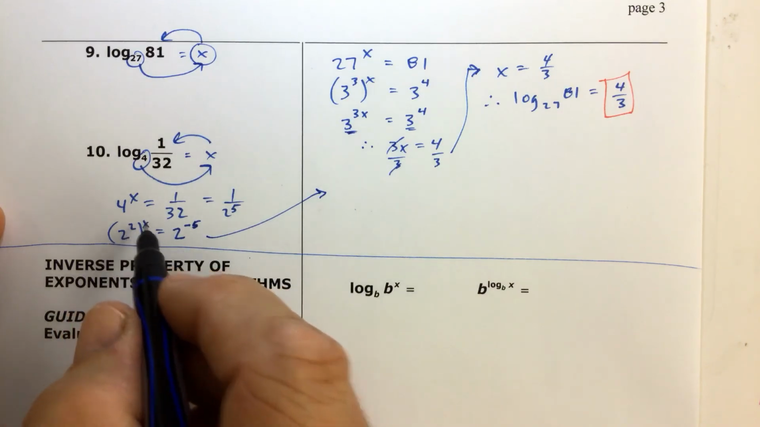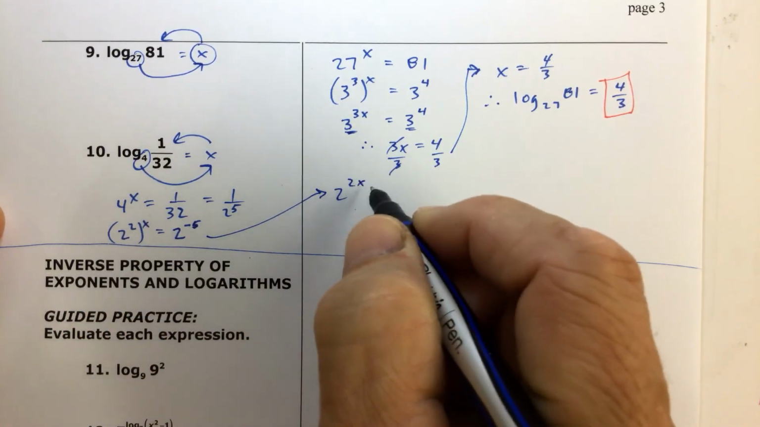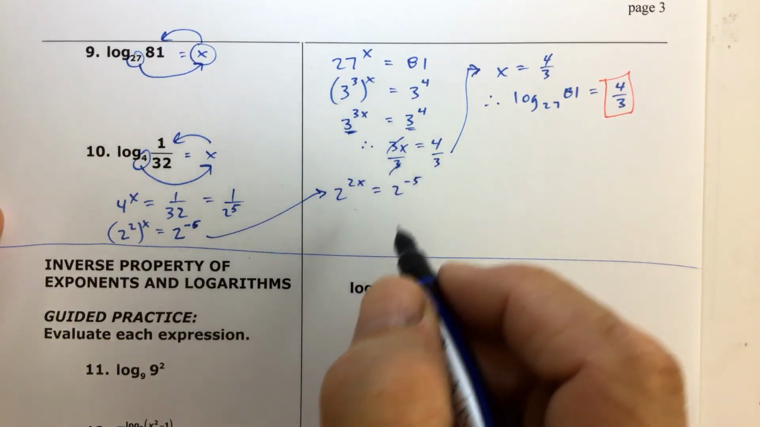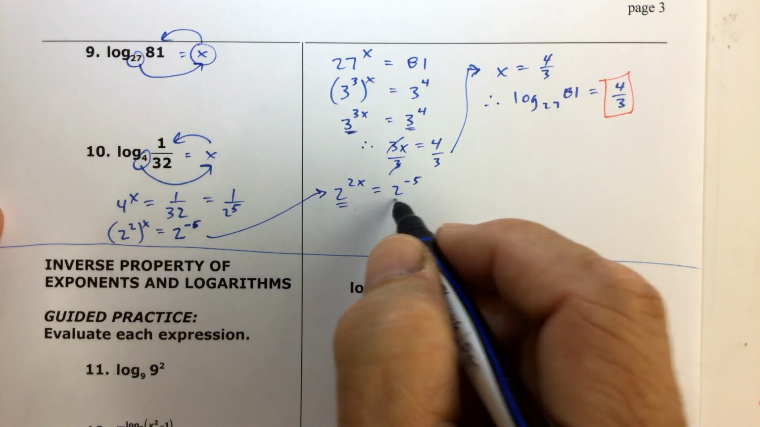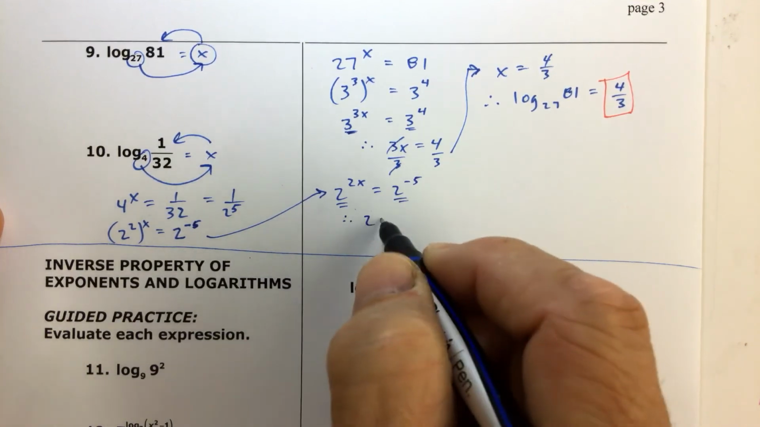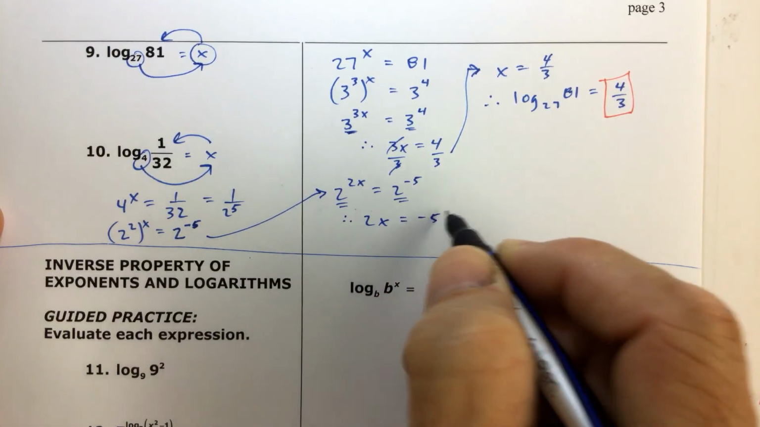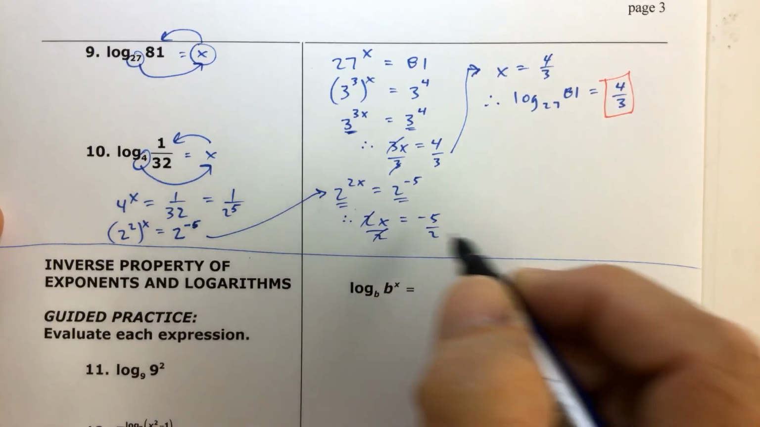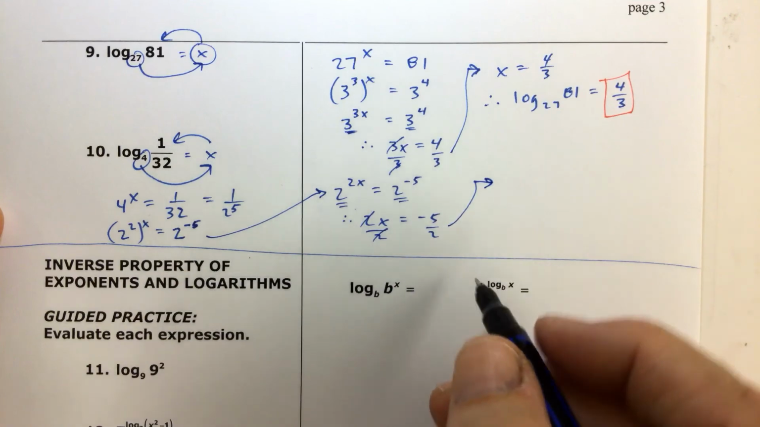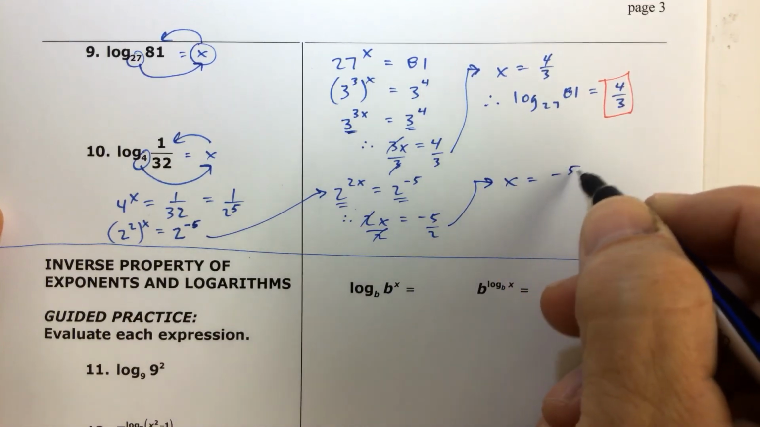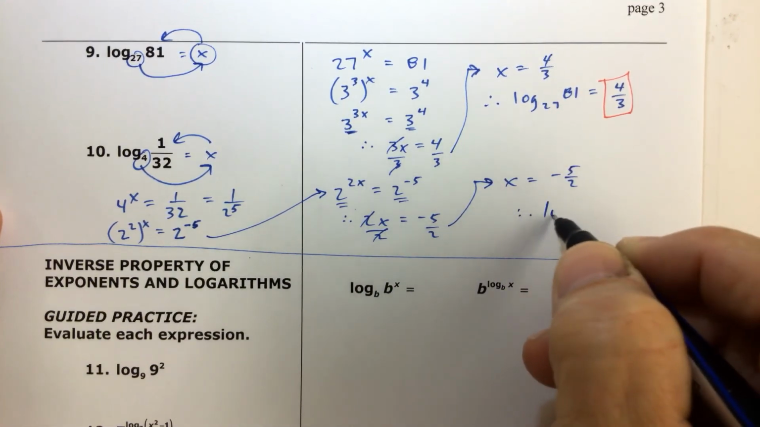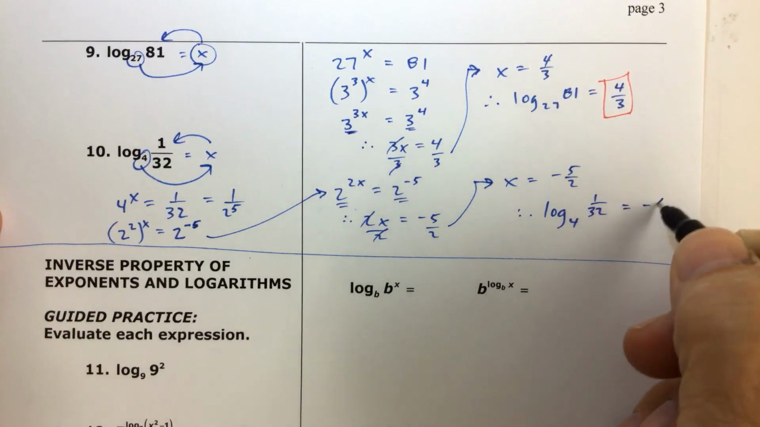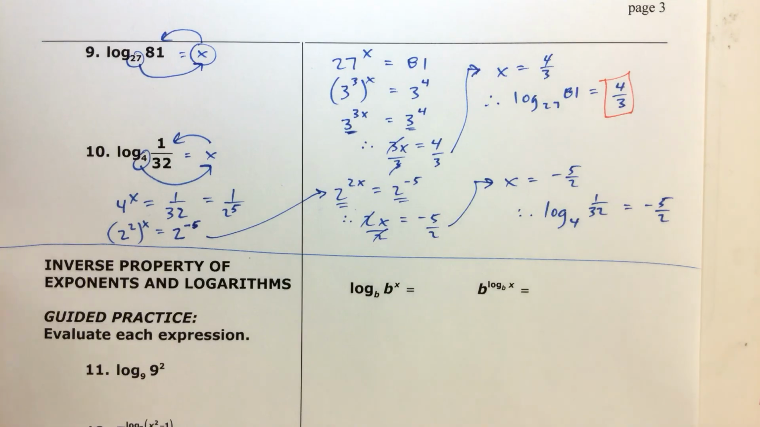We're going to multiply the powers together. We have 2 to the 2x on the left side, and on the right side we keep that as 2 to the negative 5. And then, again, since the bases are the same, we say the exponents have to be the same. So therefore, 2x equals negative 5. And when we divide both sides by 2, we get x is equal to negative 5 halves. And therefore, the log base 4 of 1 over 32 is equal to negative 5 halves.